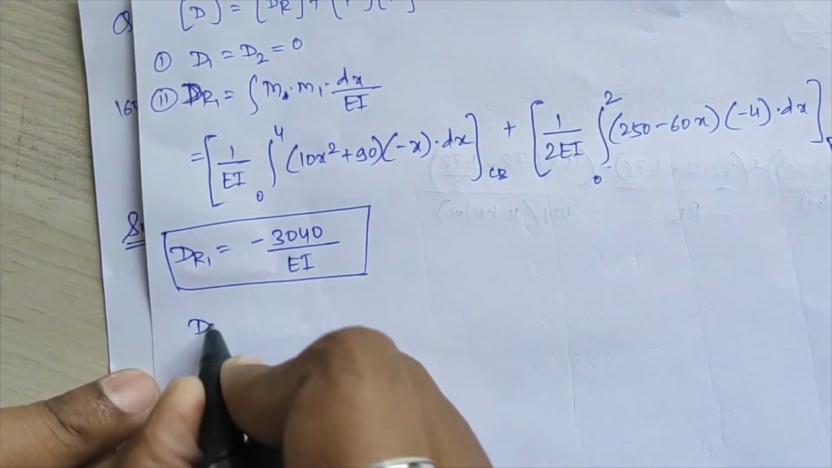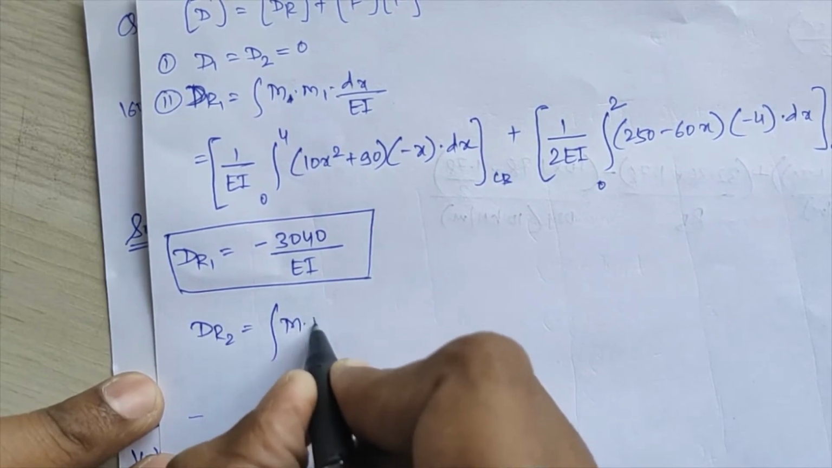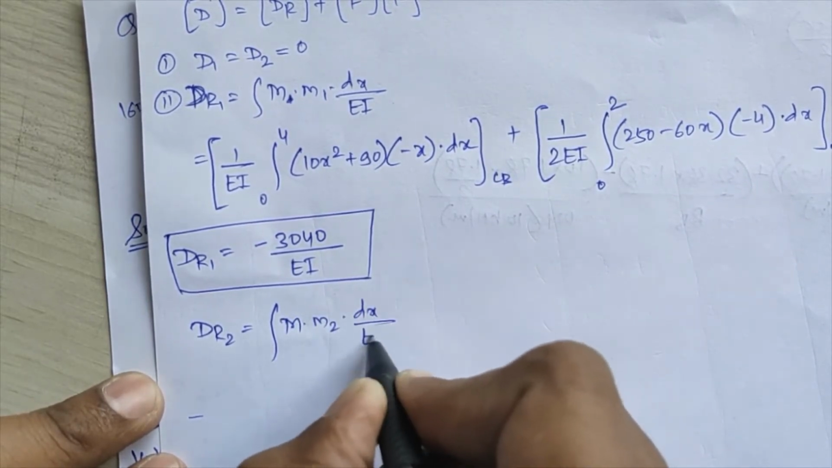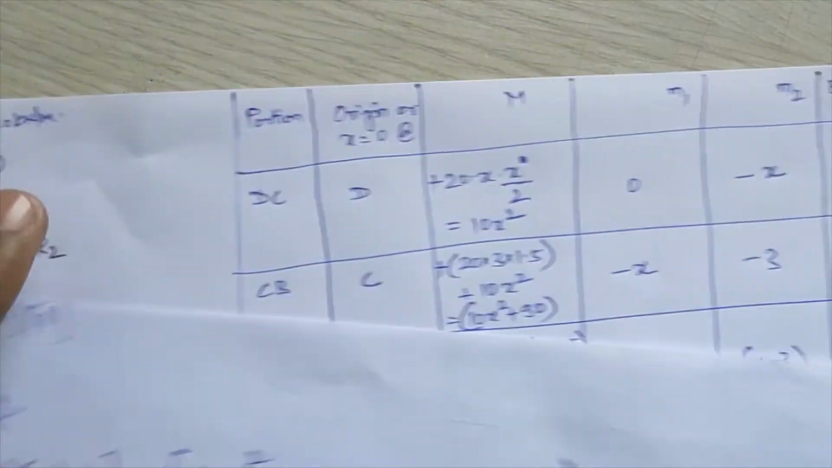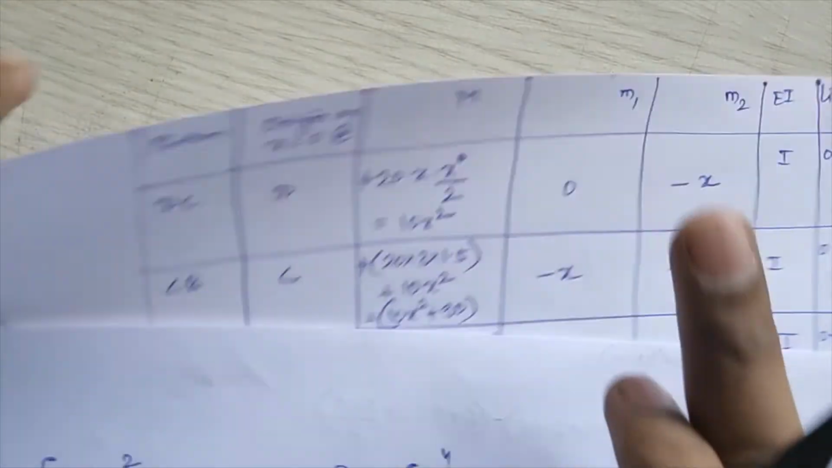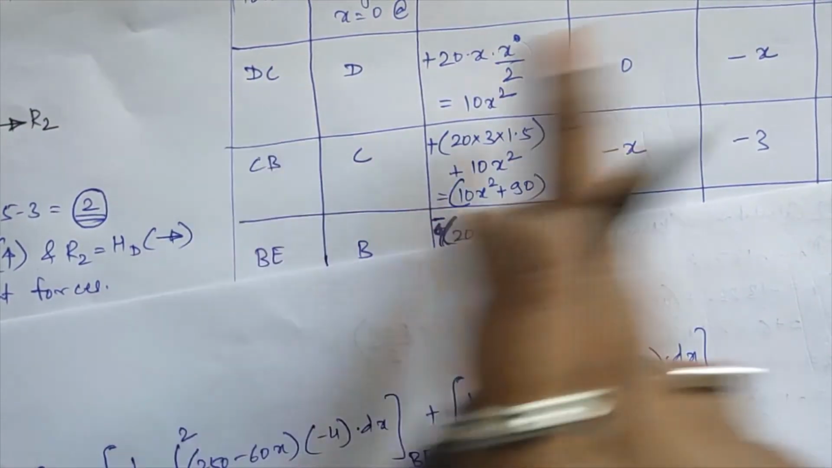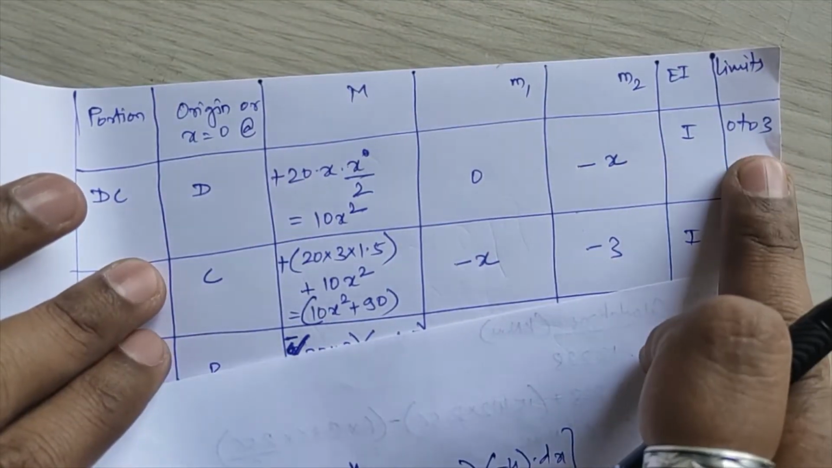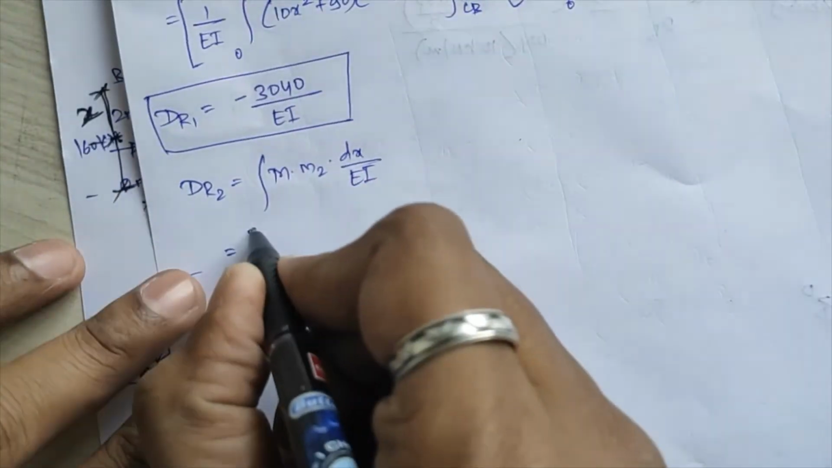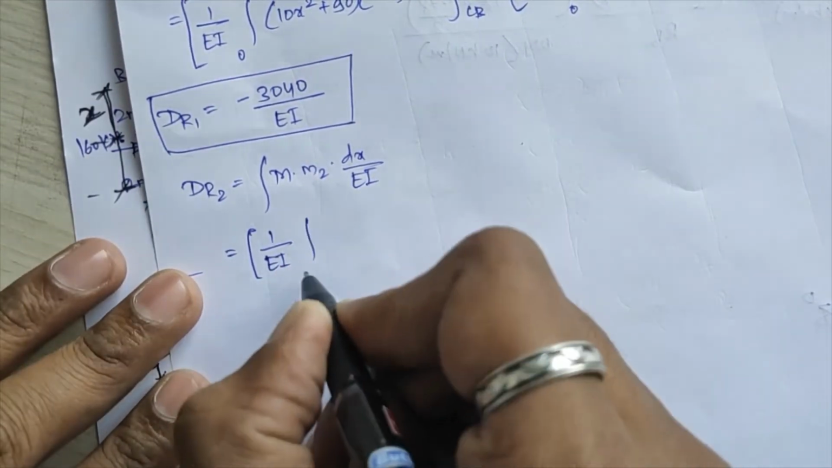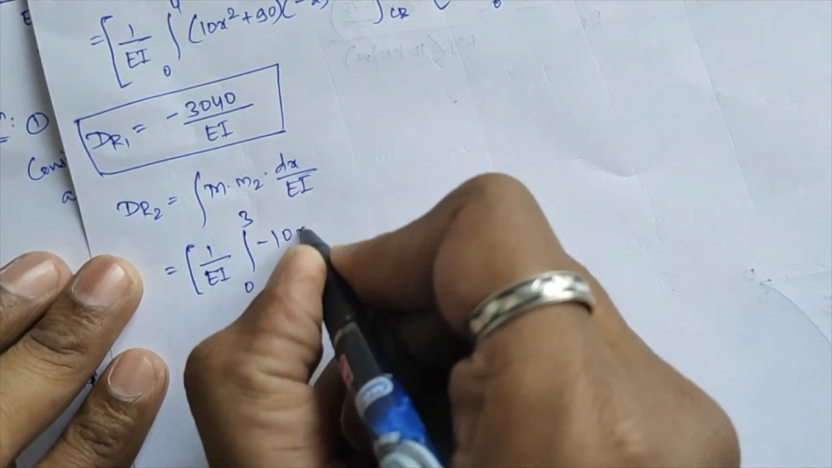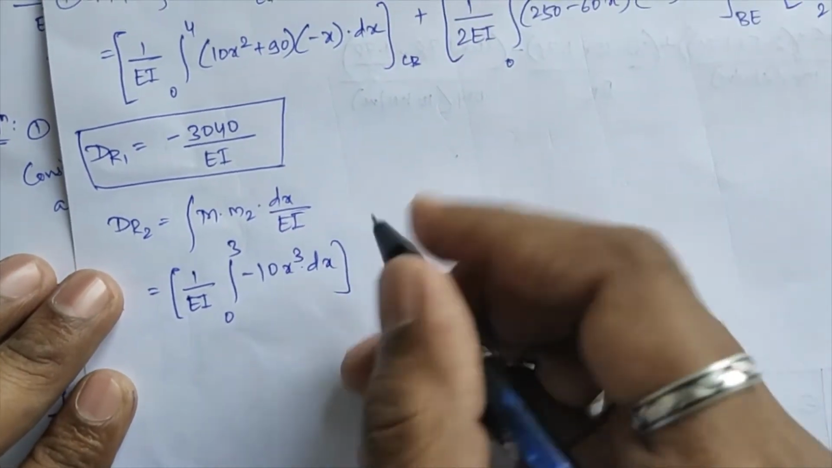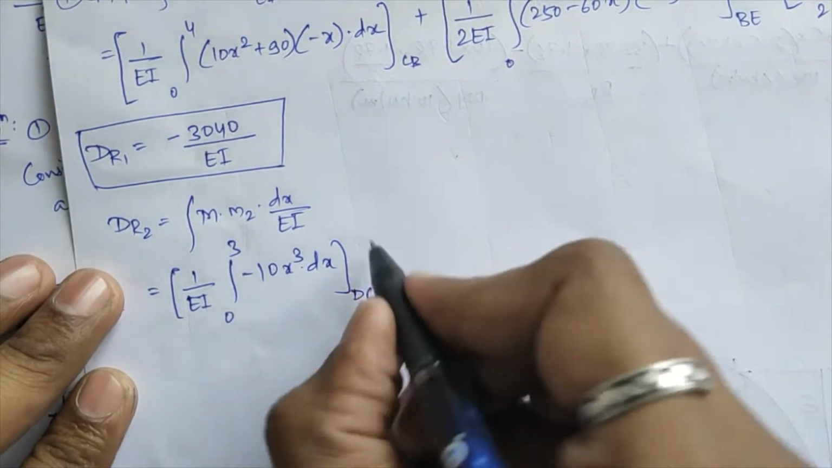Okay, next I'll solve for DR2. DR2 is equal to the integration of m into m2 into dx divided by EI over here. So you have to multiply the m and m2 columns over here. So from the first portion we will see, that is portion DC. The I value is provided equal to I. Limits of integration are from 0 to 3. So 1 upon EI, limits of integration from 0 to 3. What will that get? 10x square into minus x, so I'll get that as minus 10x cube into dx, and that is for your first portion DC.